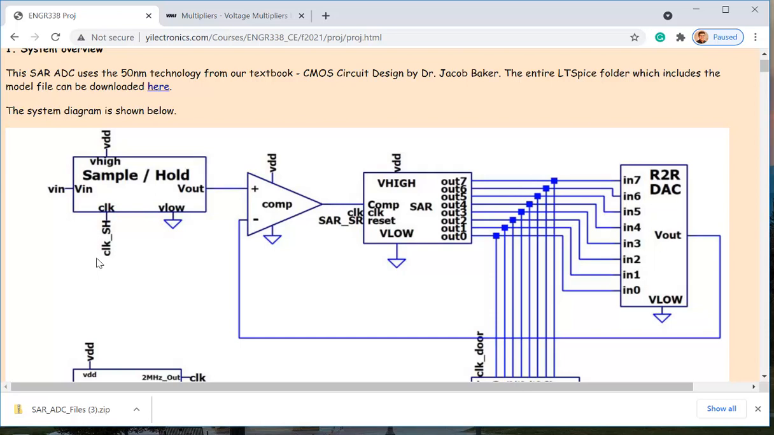So that's why I put everything in LT Spice and simulated using 50 nanometer technology because... is this boring or is this complicated? Whenever you're designing an integrated circuit, you have to put everything into consideration. Why do I use 50 nanometer technology, which is a non-fabricatable model from Dr. Baker's book, for this verification?